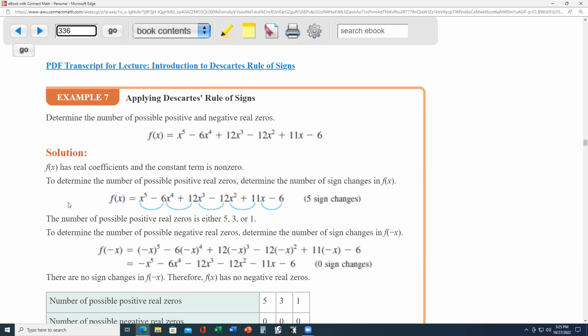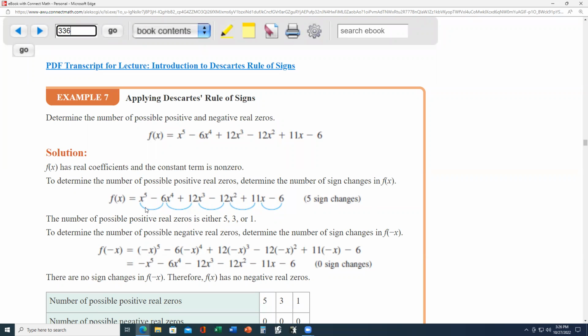Therefore, according to Descartes' rule of signs, the number of possible positive real zeros that this 5th degree polynomial will have is either going to be equal to 5, because there are 5 sign changes, or 5 decreased by 2, which takes us to 3 possible real zeros, or 3 minus 2, which is 1 possible real zero.